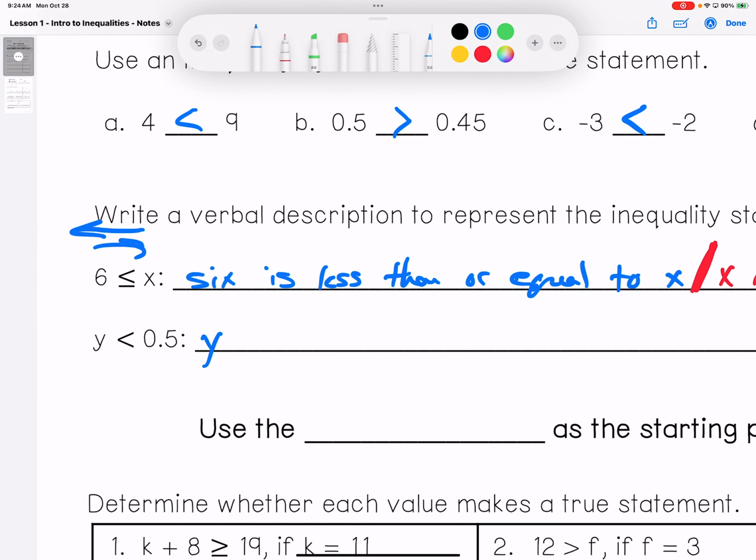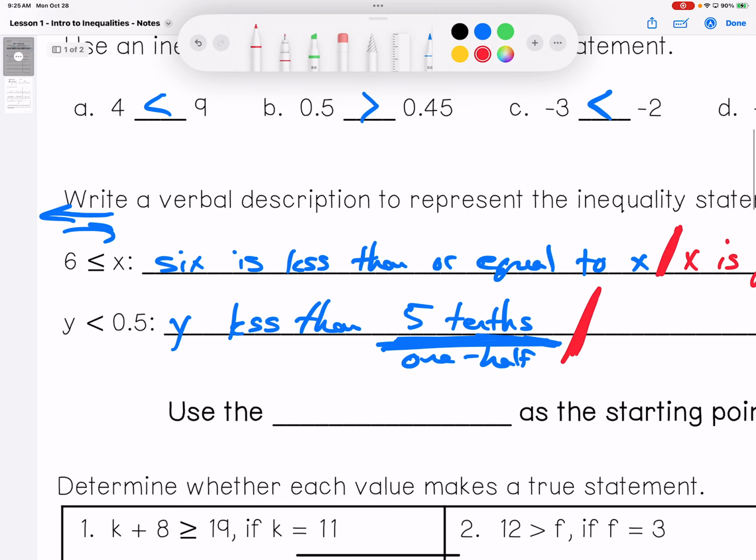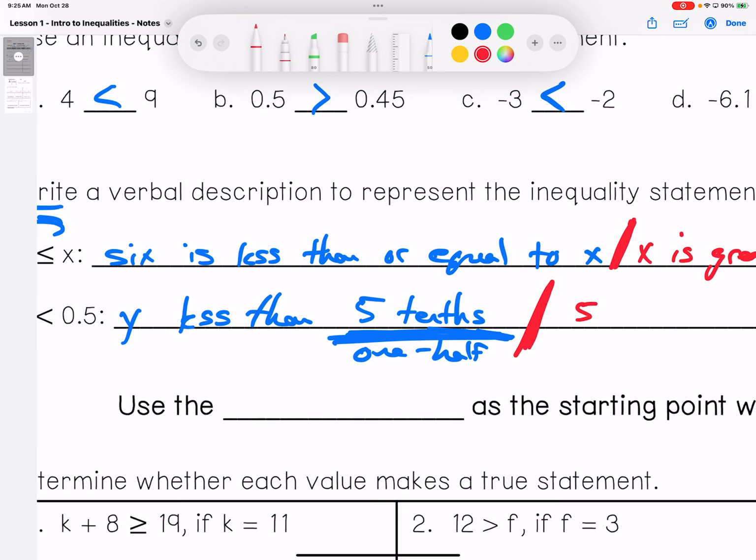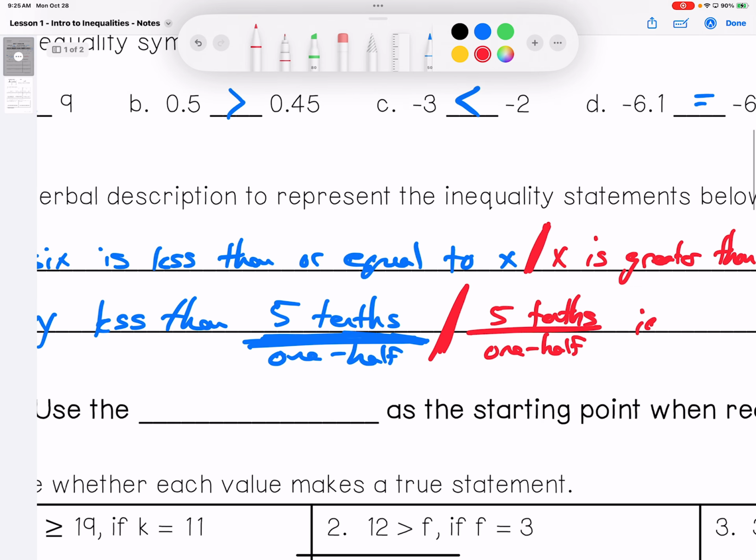Next one, Y is less than 5/10. You wouldn't say 0.5, that's not the technical way. Or you could say 1/2, since 0.5 is 1/2. So you could say 5/10 or 1/2, either one of those. The other way to write that would be to say that 5/10, or you could say 1/2, either one, is greater than y.